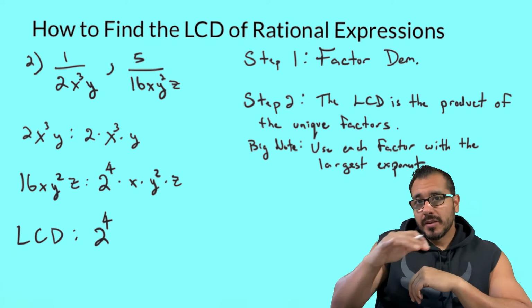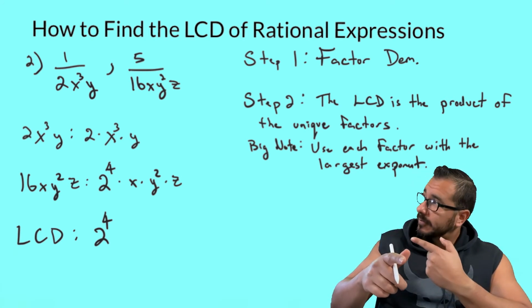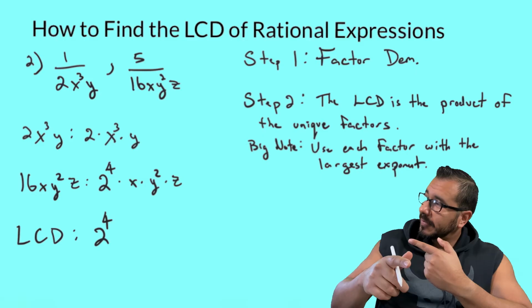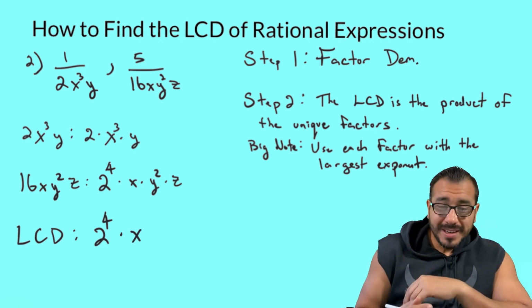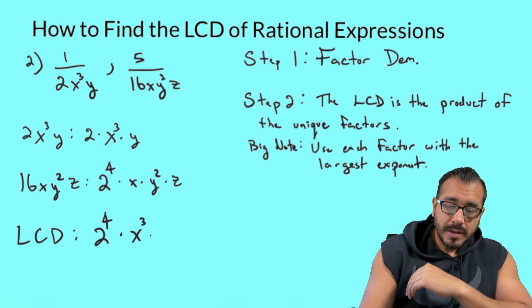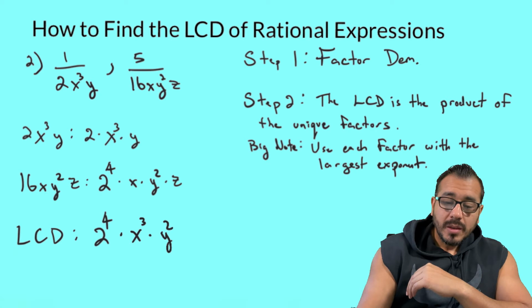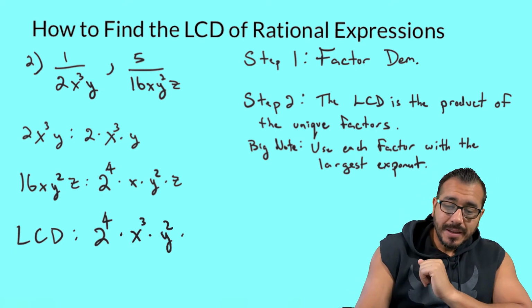All right? So again, make sure that's clear. Is it clear? You getting this? All right, good. So we see an x. I'm not talking about your x. I'm talking about we see an x. Which x has the largest exponent? x cubed. And we see a y. The y that has the largest exponent is y squared. And then we see a z.